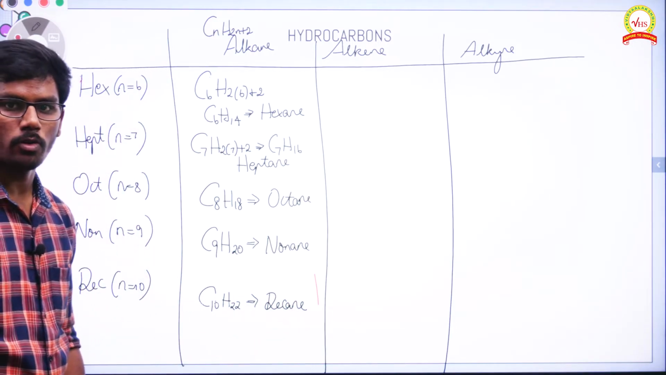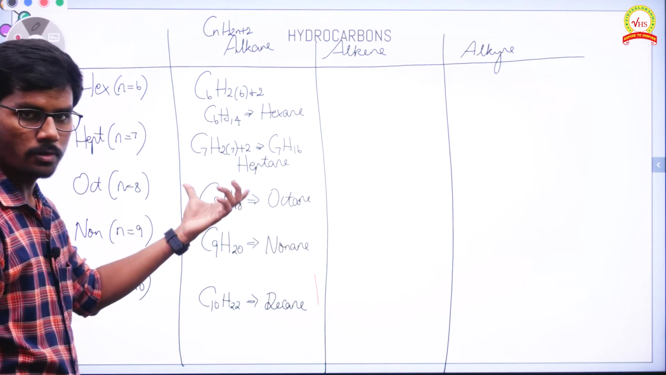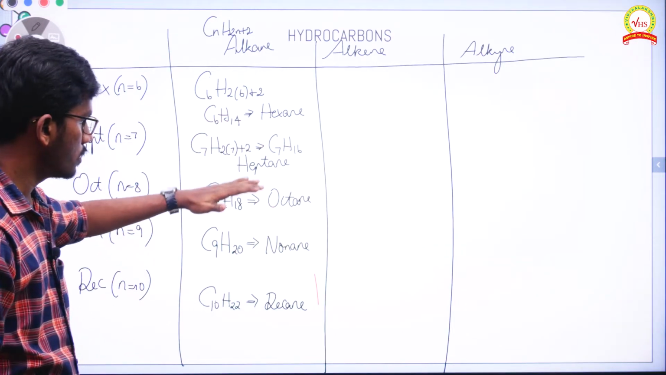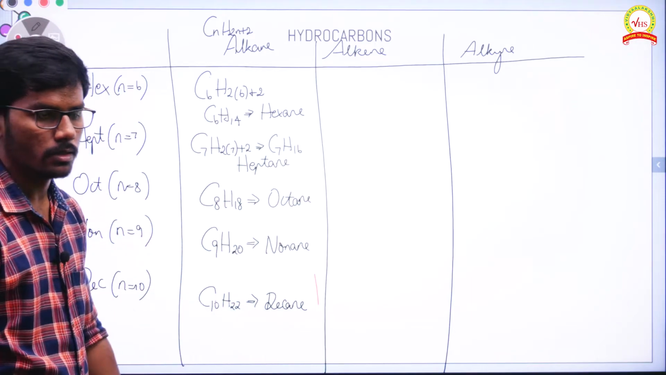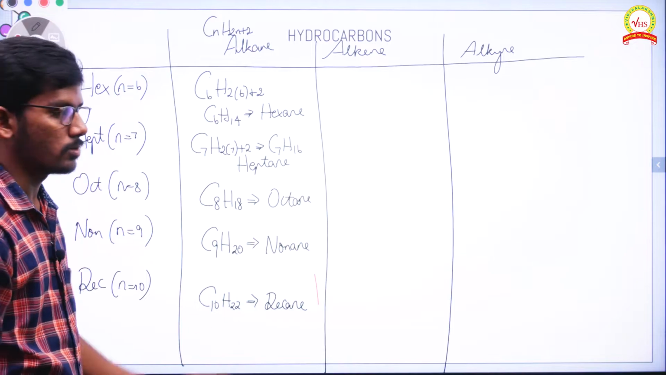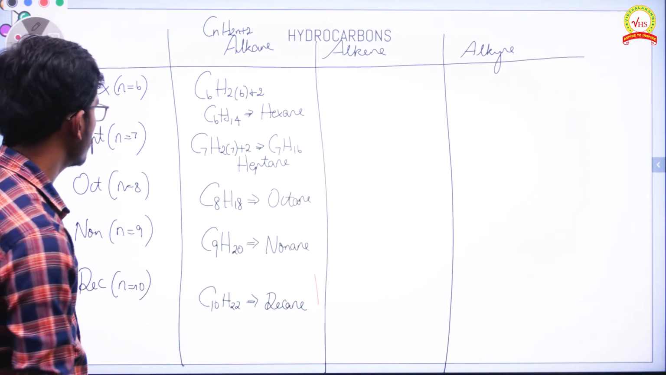I hope you all can follow this. I have directly substituted the n value in the formula, and I have written the simplified form directly here. Okay. So for the alkane series, we have practiced the first 10 compounds now. Let us move on to the alkene series.